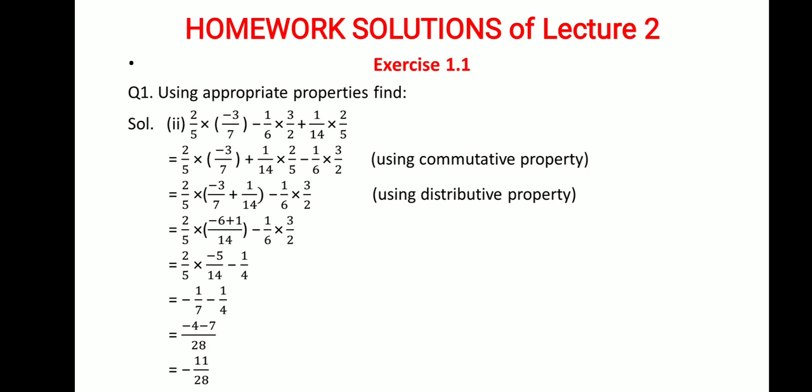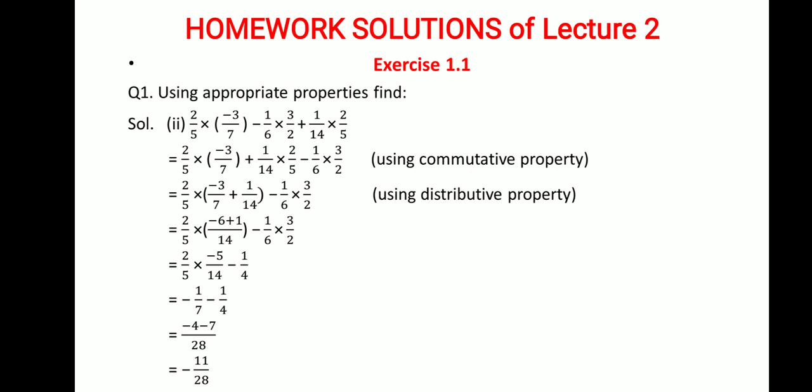So next step will be 2 by 5 into, after taking the LCM of 7 and 14, it will be 14 definitely. So it will be minus 6 plus 1 divided by 14, minus third term will remain as it is, 1 over 6 into 3 by 2. Now 2 by 5 into minus 5 over 14 minus 1 over 4. Now after cancelling out the numbers, then I will be getting minus 1 over 7 minus 1 over 4, and taking the LCM of 7 and 4, that will be 28. So it will be minus 11 over 28. I hope all these steps are clear to you.